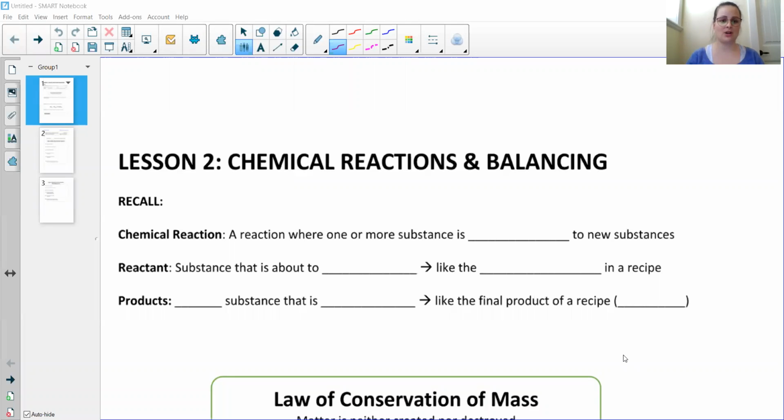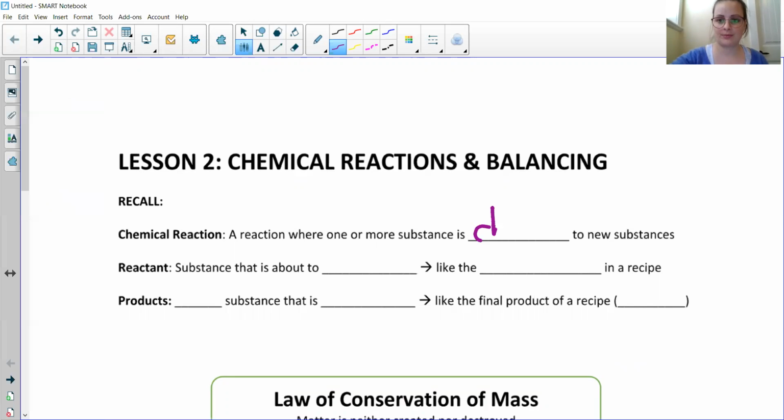Just to recall some of the concepts that we've gone over so far, a chemical reaction is a reaction where one or more substances is changed to a new substance or substances. So remember, chemistry is the study of change. A reactant is the substance that is about to react.